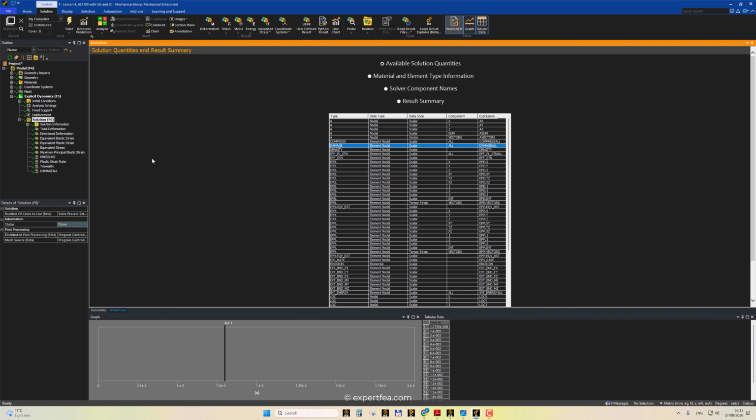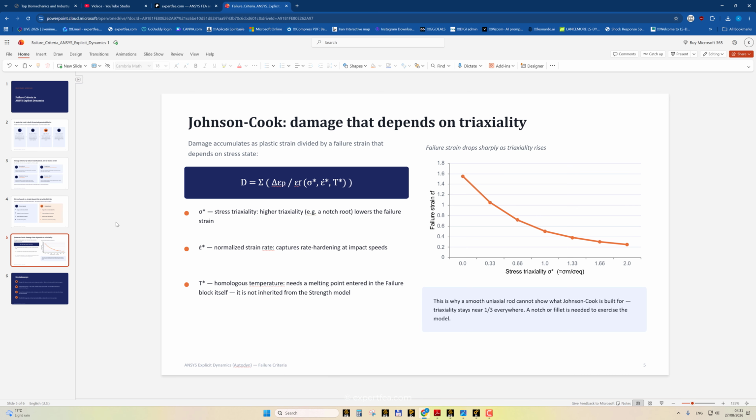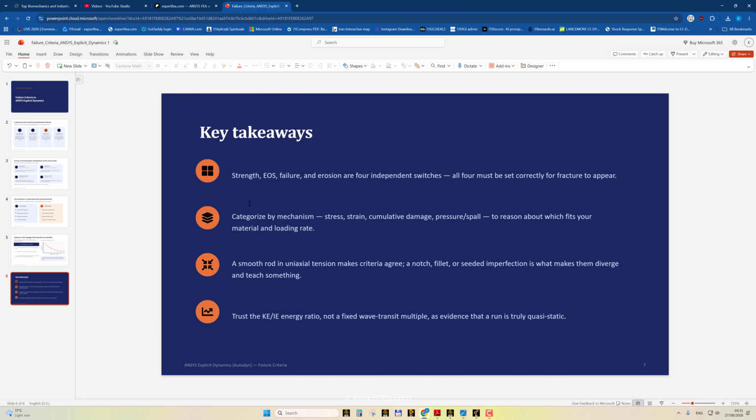Right click, create user defined results. Choosing a failure criterion normally takes very much experience. We need to have not only knowledge of FEA and materials, but we need to have practical materials knowledge, and we need to perform breaking tests, fracture tests, all right? So remember about the strength, equation of state, failure criterion, and erosion maybe.